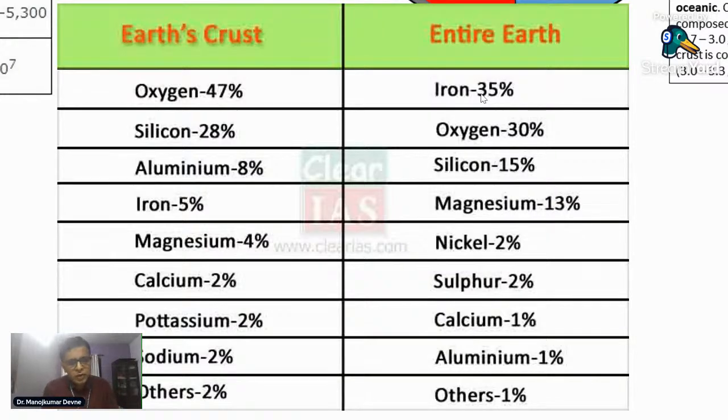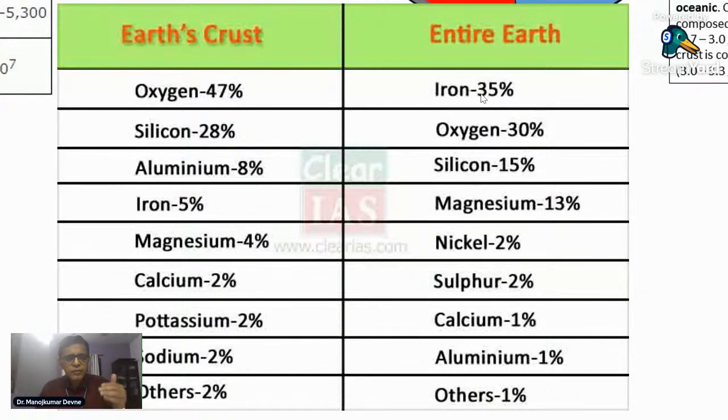Magnesium, again, you'll see only 4% in the Earth's crust, but it makes up 13% as far as the interior is concerned. You'll see that magnesium tends to ignite. Magnesium is something which is used in fireworks, to the best of my knowledge, and that's why as you go towards the interior, you're going to have more of magnesium.